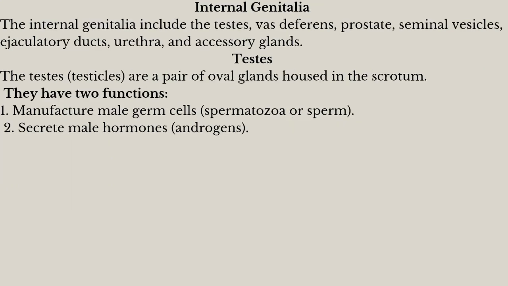So we discussed the external genitalia, and here we have the internal genitalia. The internal genitalia include the testes, vas deferens, prostate, seminal vesicle, ejaculatory ducts, urethra, and accessory glands. Testes. The testes, also called testicles, are a pair of oval glands housed in the scrotum. They have two functions: to manufacture male germ cells, spermatozoa or sperm, and second, to secrete male hormones, also called androgens.